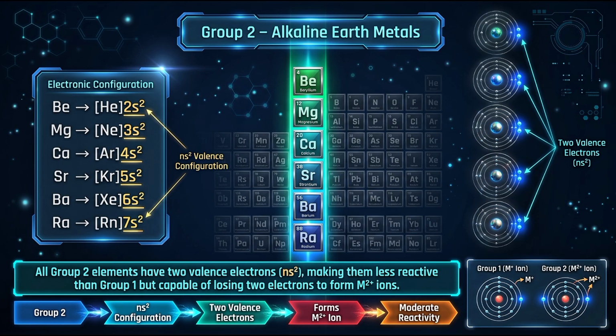In this notation, the letter n represents the principal energy level or shell number, while s² means that the outermost s orbital contains exactly 2 electrons. Since the s orbital can hold a maximum of only 2 electrons, the outermost s orbital of every group 2 element is completely filled. These 2 valence electrons determine the position of these elements in the periodic table and control almost all of their chemical and physical properties.